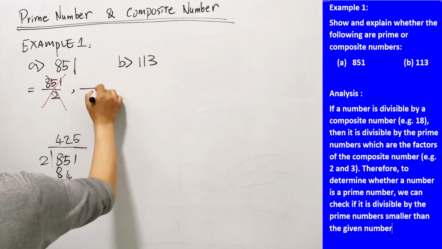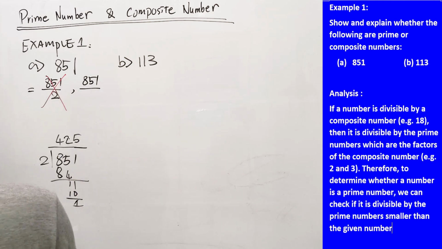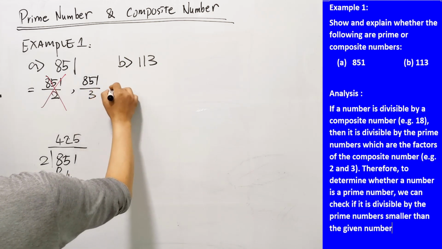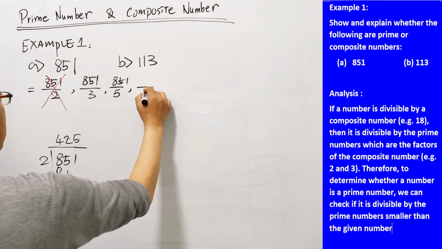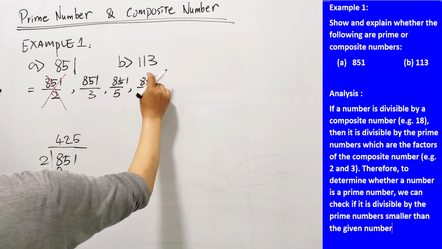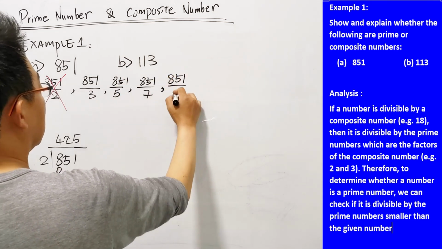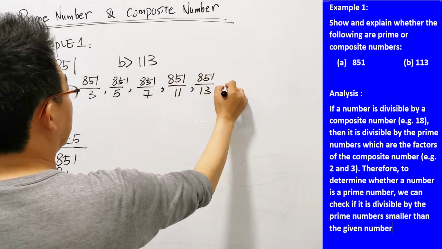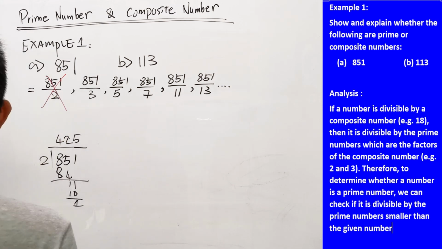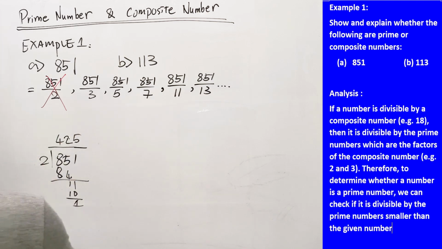Let's look at the second one. We will go through all the elements of this: 3, 5, and then 7, 11, 13, and so on. So we will go through all the numbers. Okay, so let's try this one.